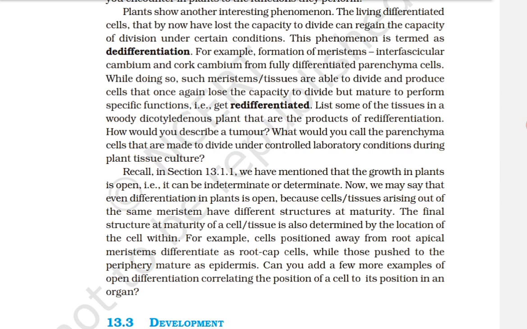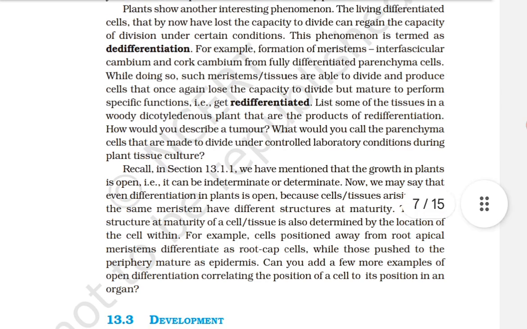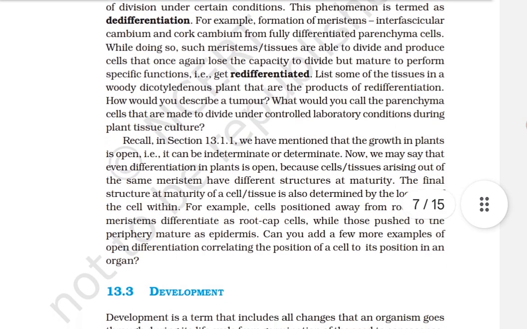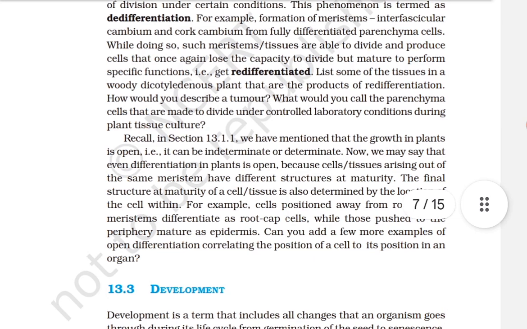Clear? Recall in section 13.1.1 we have mentioned that the growth in plant is open, that is, it can be indeterminate or determinate. Now we may say that even differentiation in plant is open because cells and tissues arising out of the same meristem have different structure at maturity.